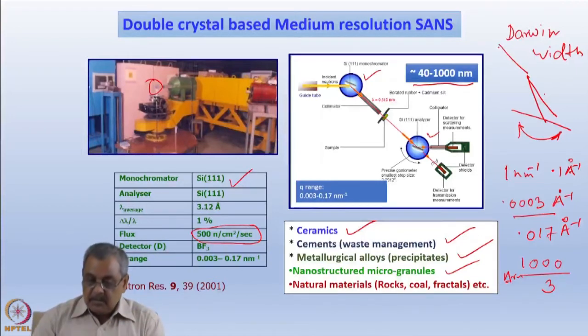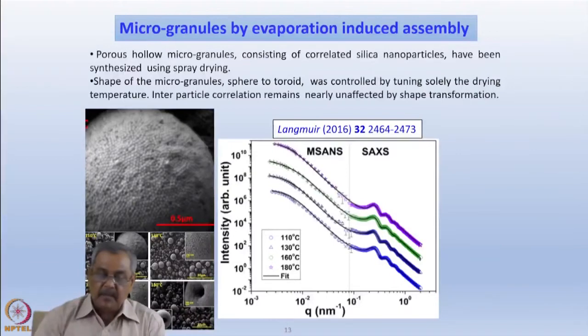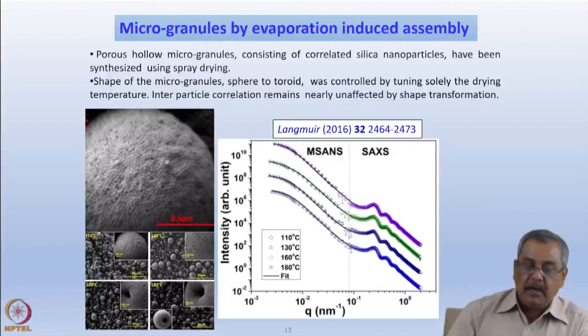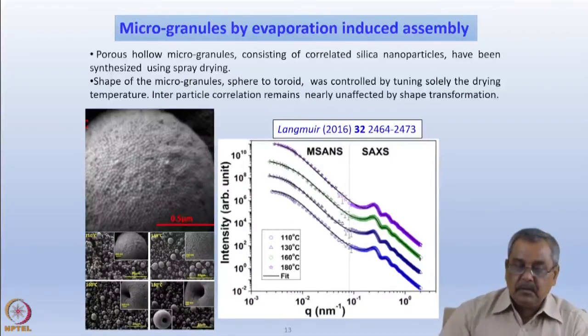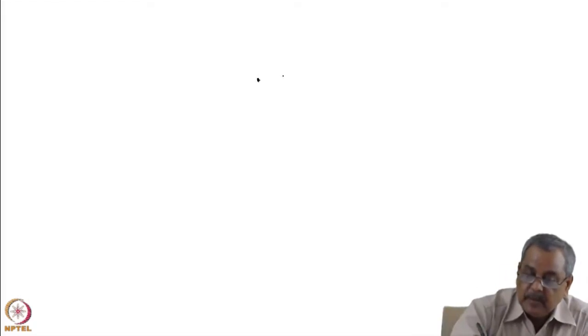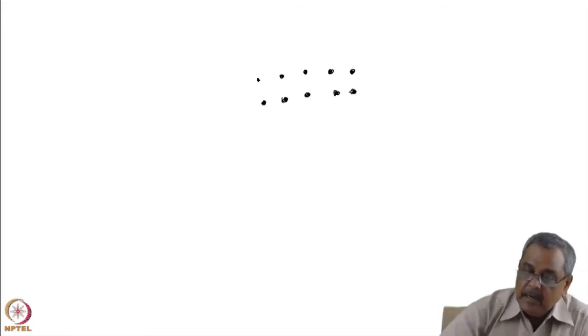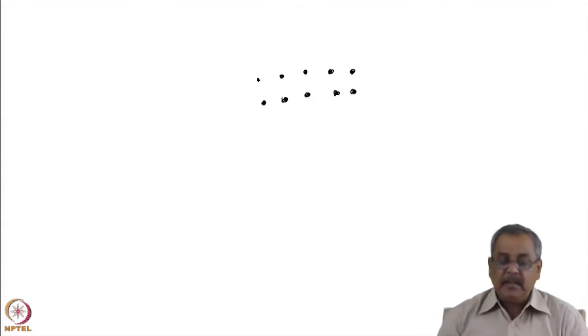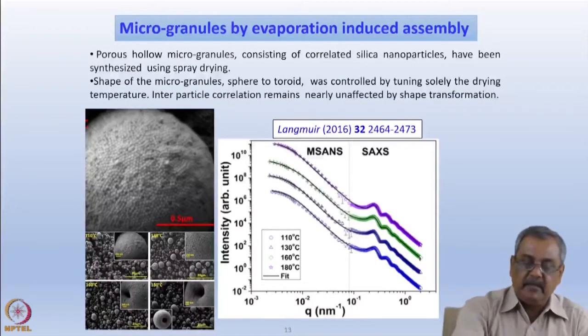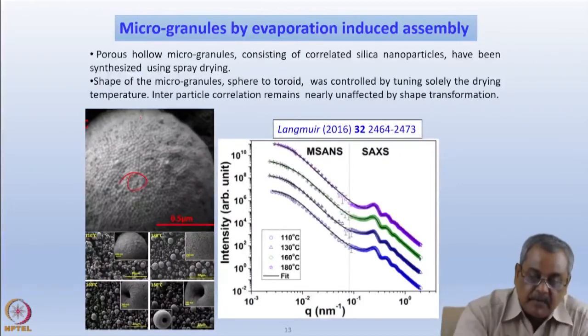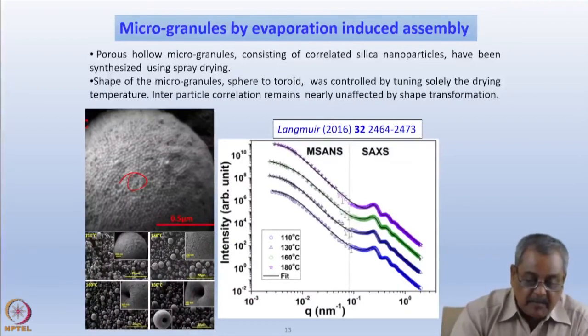There have been many examples, I'll choose one example here. These are silicon microgranules. We have purchased silicon nanoparticles, which are of small size. You put them in solution, throw it in a spray dryer, and let the water evaporate, because the spray dryer has heating. And then what you get is structures like this. You can see the nanoparticles here, and you can see the overall structure, which is spherical.